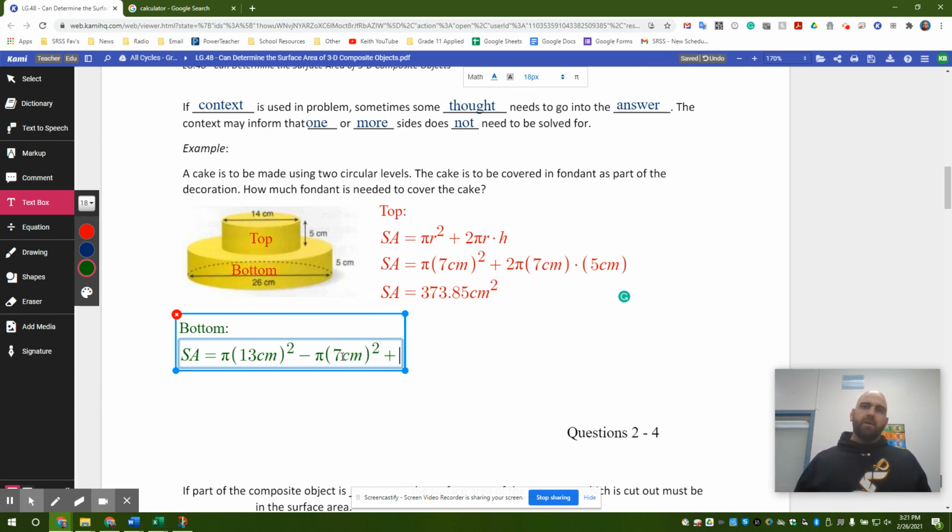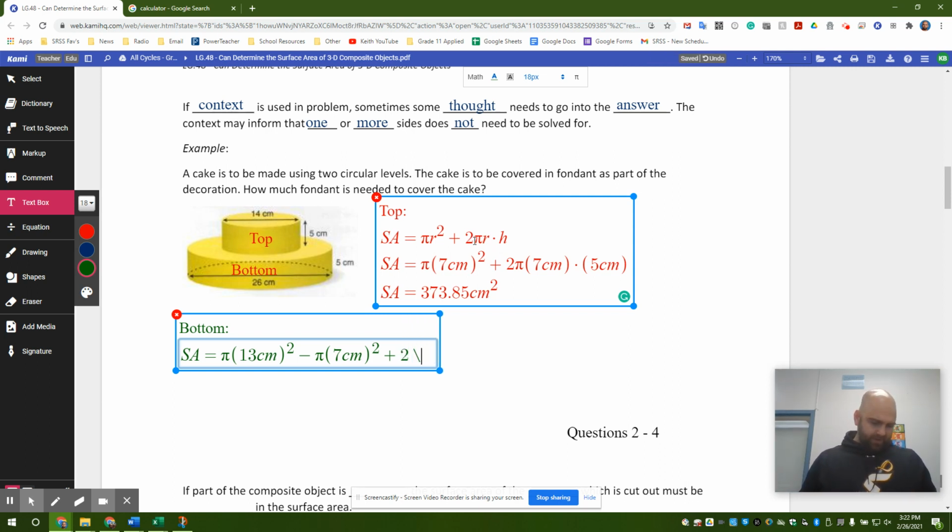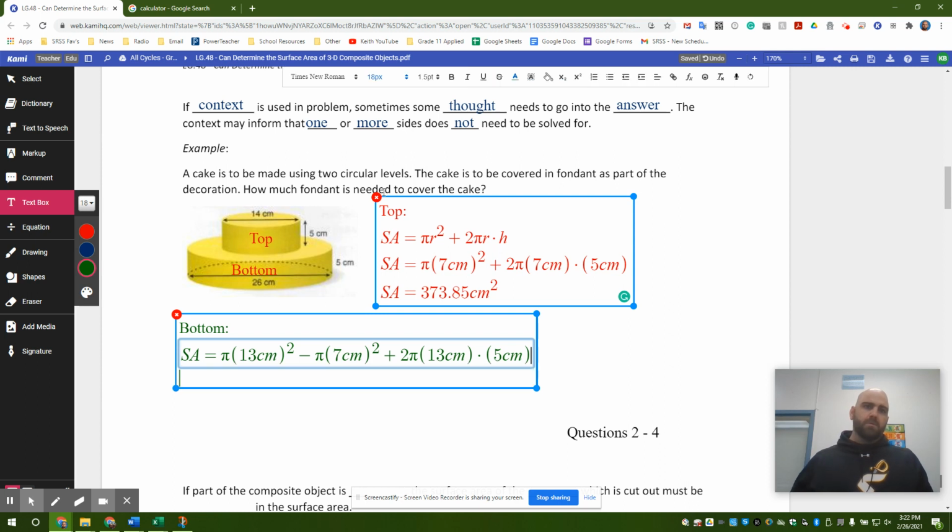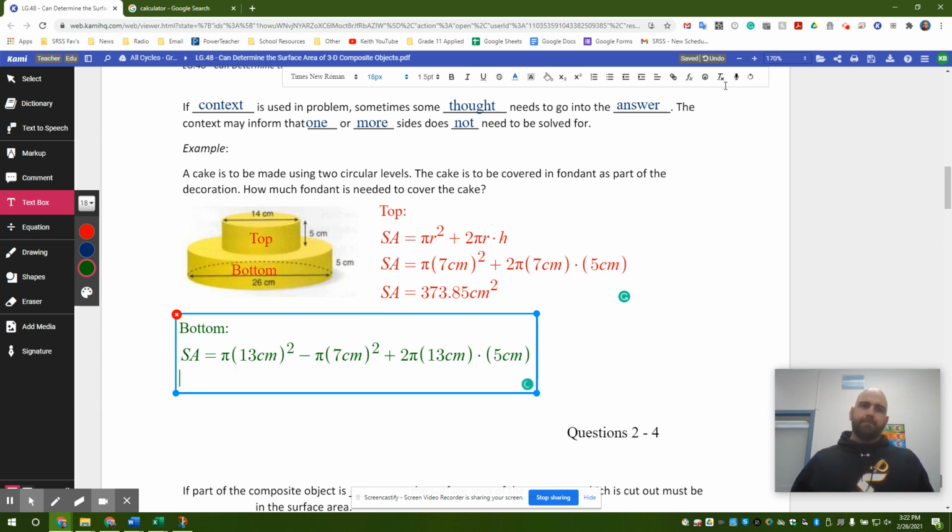And then we need to add on that bottom piece again, the rectangle that goes around the bottom. There we're going to have 2 times pi times the radius, which was 13 centimeters. This is now the big one. And then we're going to multiply it by our height, which is 5 centimeters. Typo there.